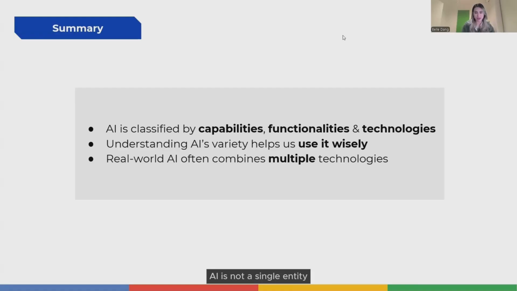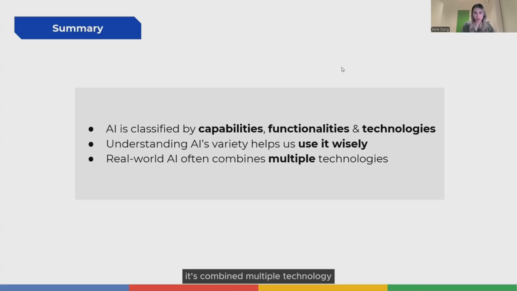AI is not a single entity. It comes in many forms, from simple task-based automation to complex machine learning systems. Knowing the difference between narrow AI, general AI, or even the concept of super intelligent AI can help us set realistic expectations and make informed decisions about the AI we choose, and also how to use it in our education, work, and society.